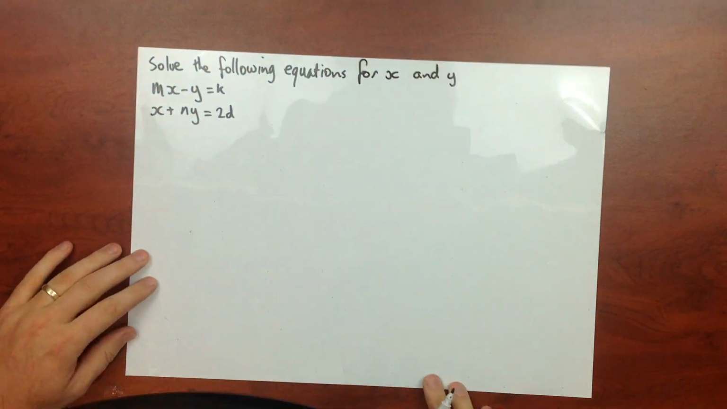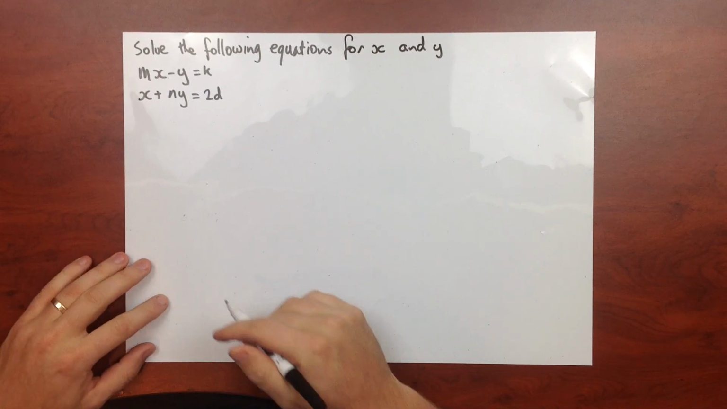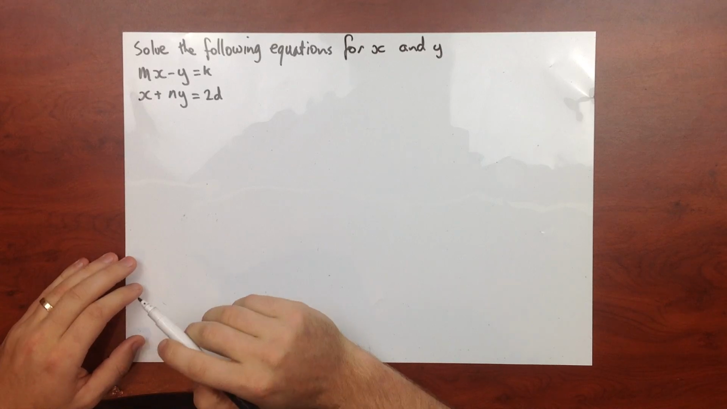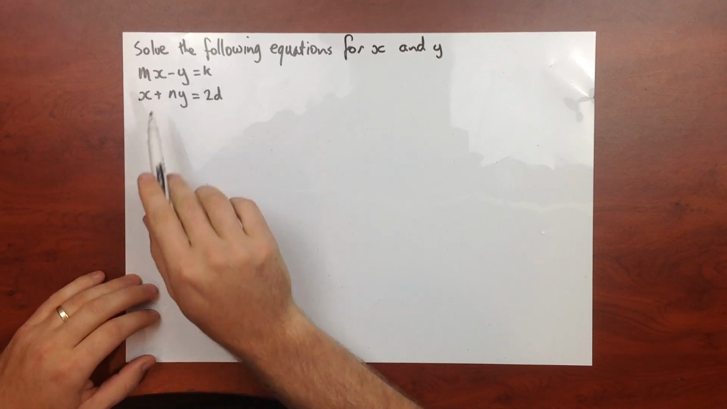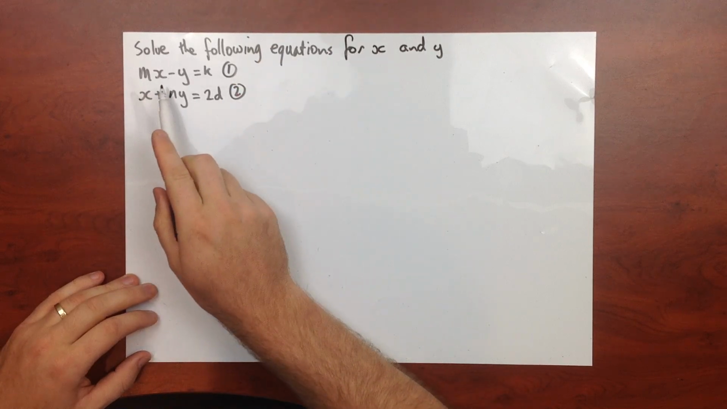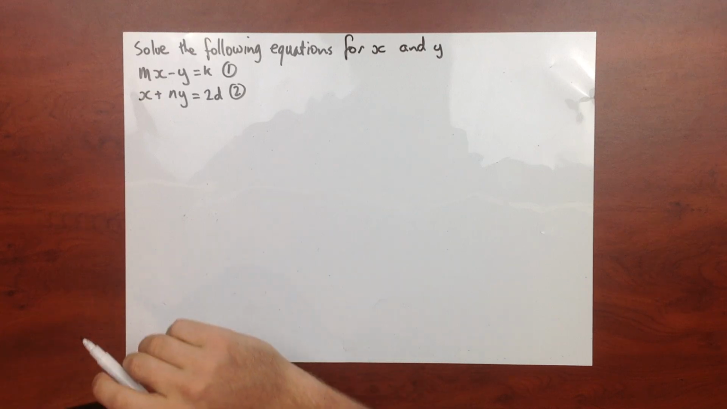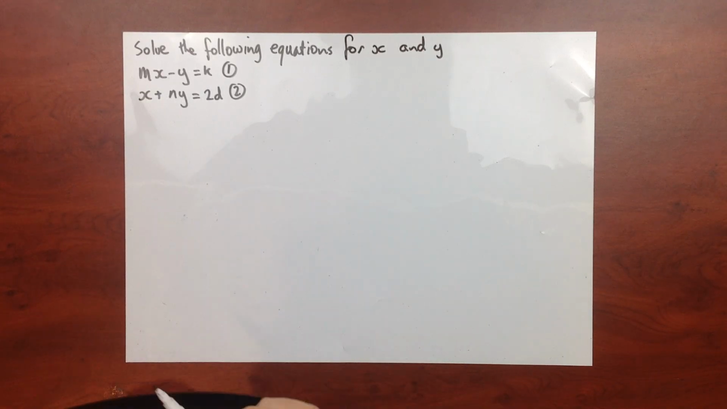We can, however, come across times where we need to solve simultaneous equations that are actually literal equations. So we need to solve the following equations for x and y. Instead we've got two equations. I'll call this equation 1, this equation 2. So we've got mx take y equals k and x plus ny equals 2d. We need to solve these for x and y.